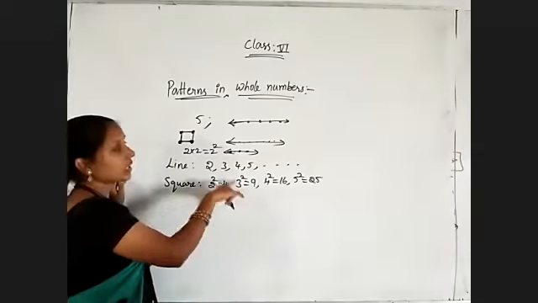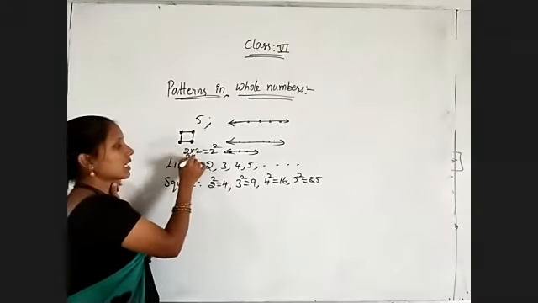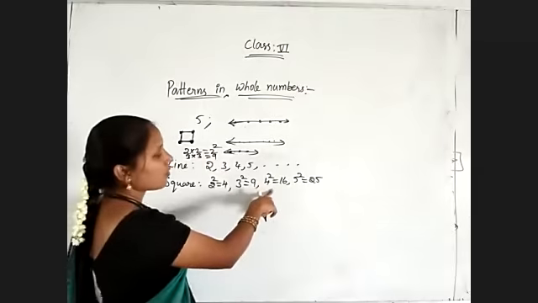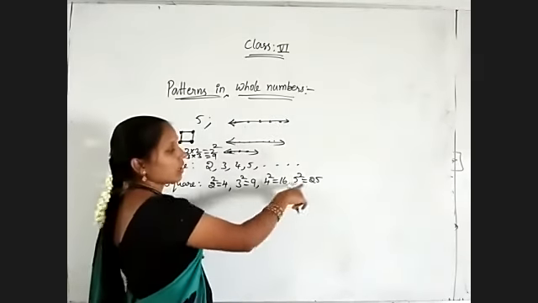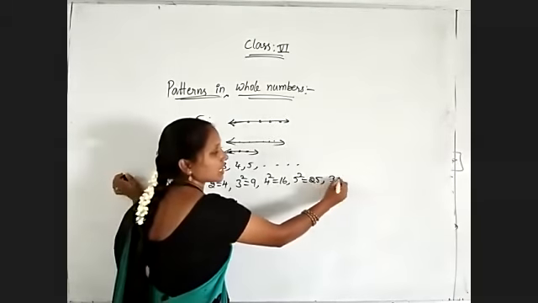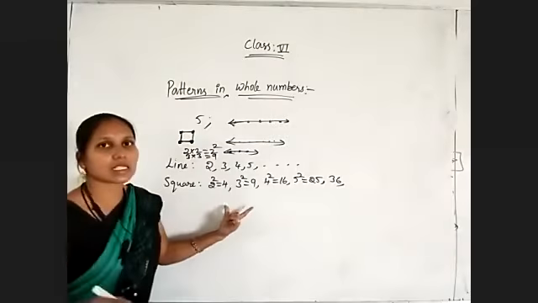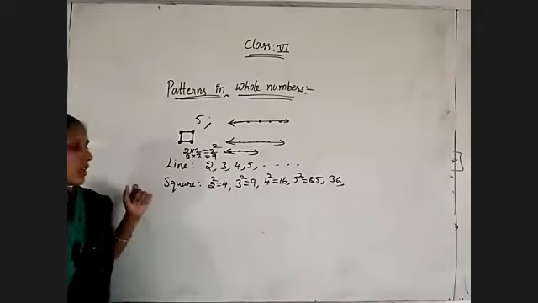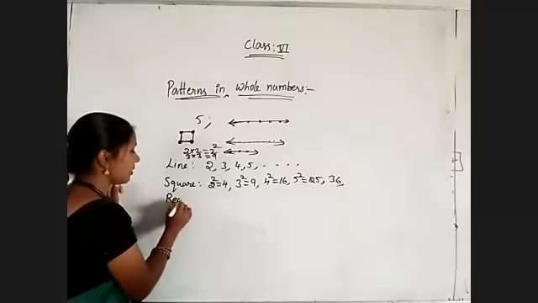Like that another number. Next number was 3. 3 3s are 9. So next number is 9. We can represent as a square. 4 square, that is 16. After that 25. After that 36. So all the square values we can represent as a square, a geometrical shape. And now coming to the rectangle.